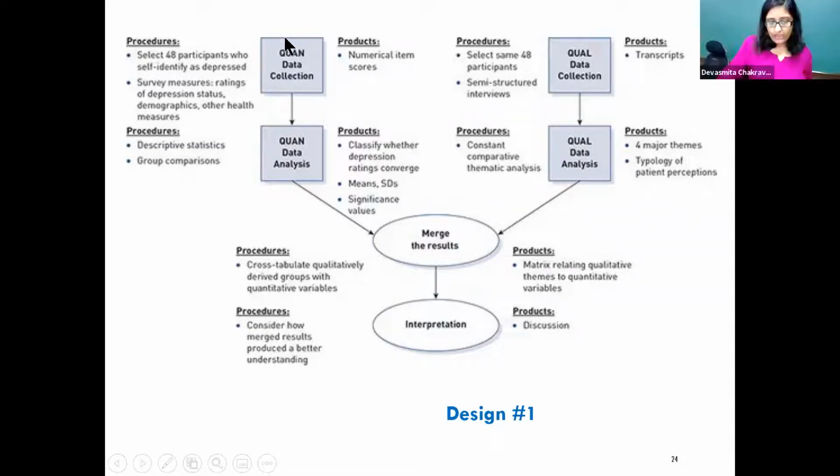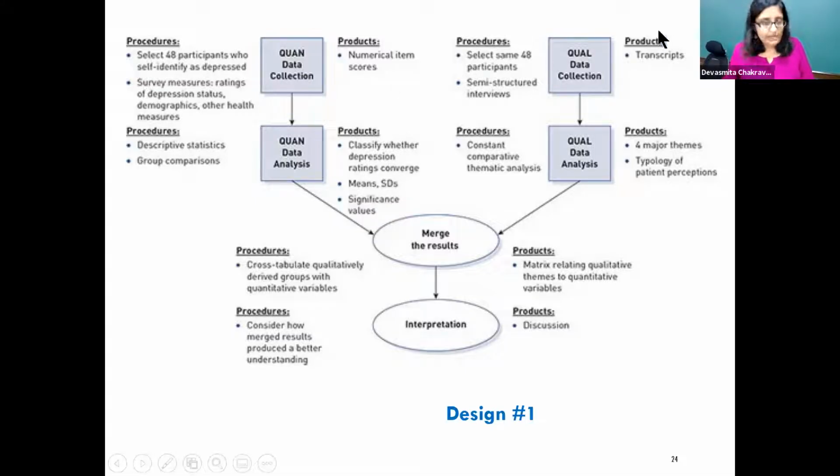So you see there's a quant data collection happening how? Selection of 48 participants who self-identify as depressed. They are being surveyed. Survey measures, all this has been done. Then there's a quant data analysis. There's some descriptive statistics, there's some group comparisons. It's happened on the left arm. What did you get out of it? Some numerical item scores based on which you divided the group as less depressed, moderately depressed, and very depressed.